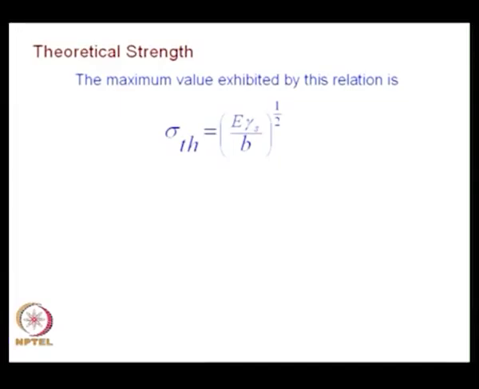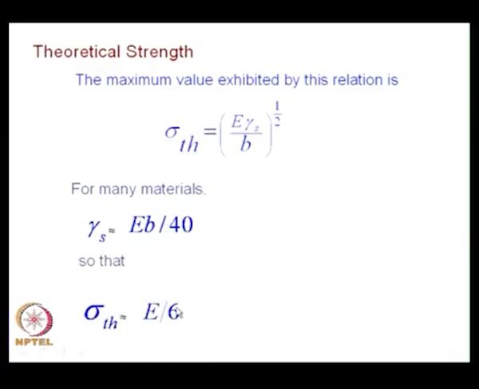We will have to see whether this is so or not. People have also found out what is the value of gamma s. For many materials, it is found to be approximately EB divided by 40. So, when you substitute this into this expression, you get a value for theoretical strength. And what is the theoretical strength? It should be like E by 6. In fact, it is very high. E by 6 is not a small value.